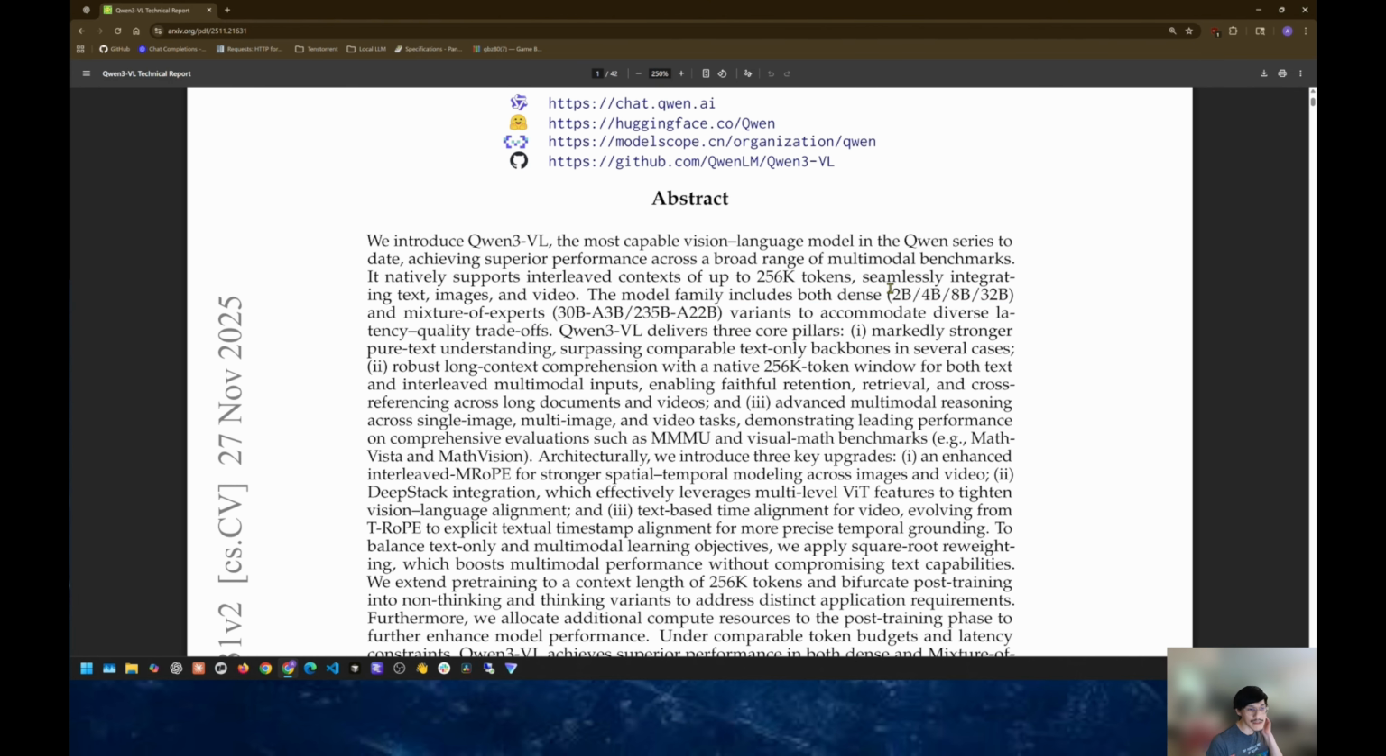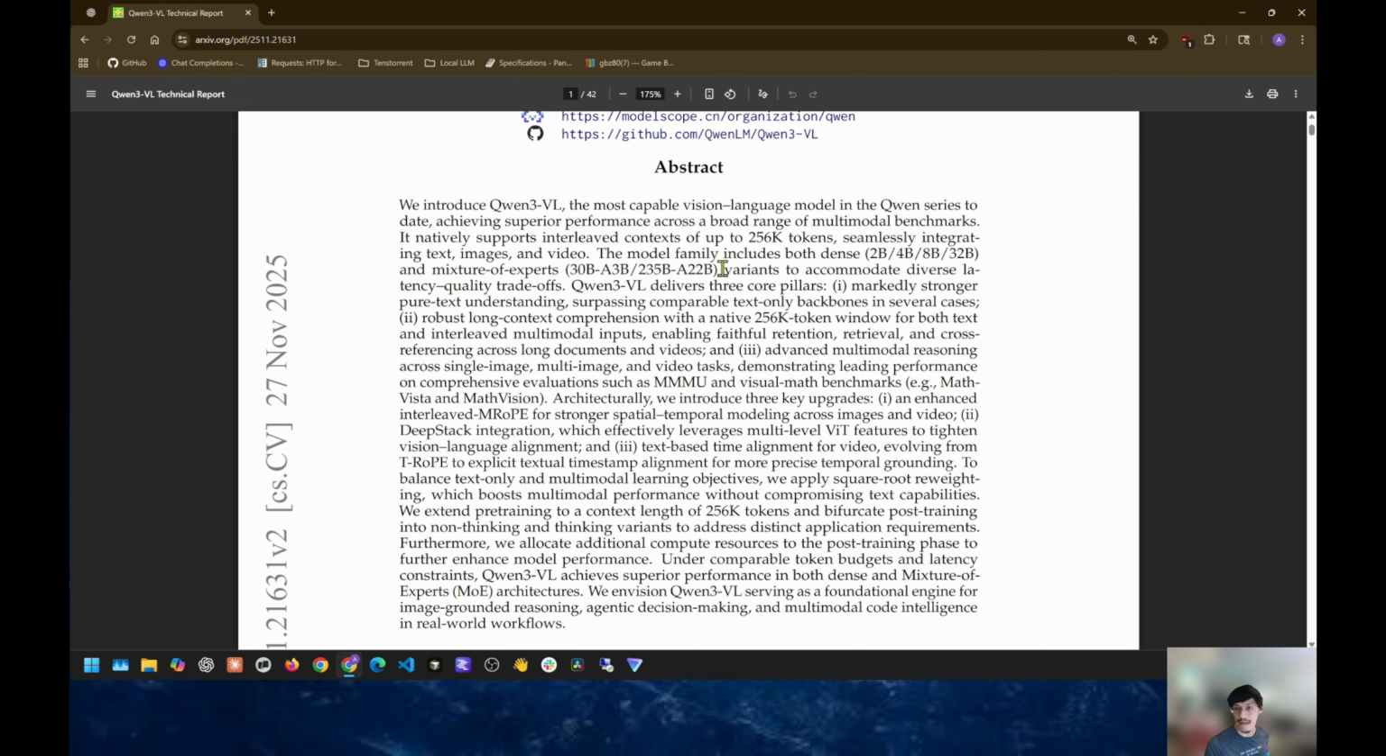So dense models is basically all parameters are active, whereas with the mixture of experts, you have 30 billion parameters available, but 3 billion parameters are active, and then the bigger one has 235 billion parameters total, but then 22 billion parameters are active per generation. Okay, let's see. Hopefully I stopped flickering.